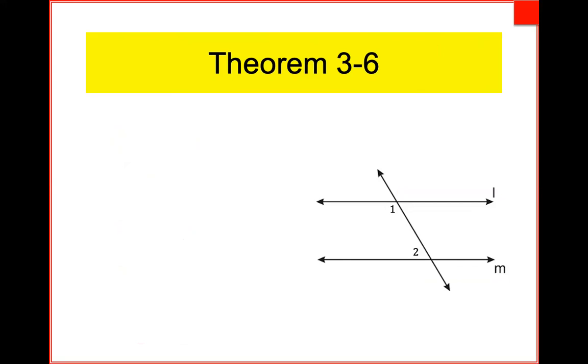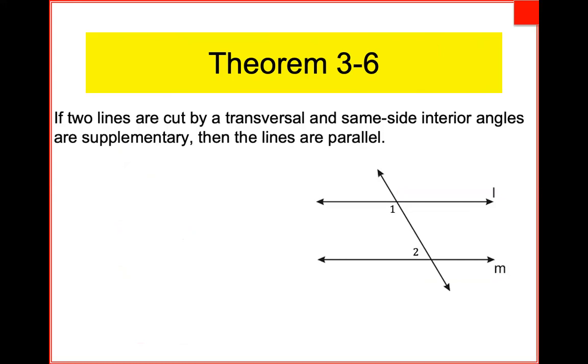Not congruent, but supplementary, then you can conclude that the 2 lines are parallel. So this is our third arrow to show that any 2 lines are parallel. Show me that same side interior angles are supplementary. This is the converse of 3-3.